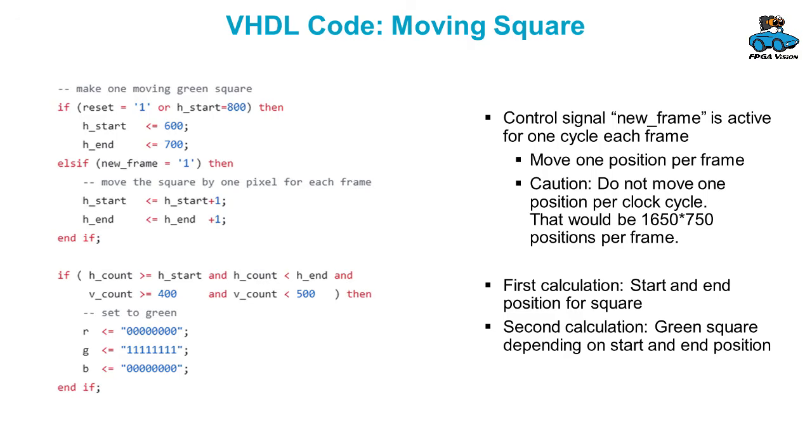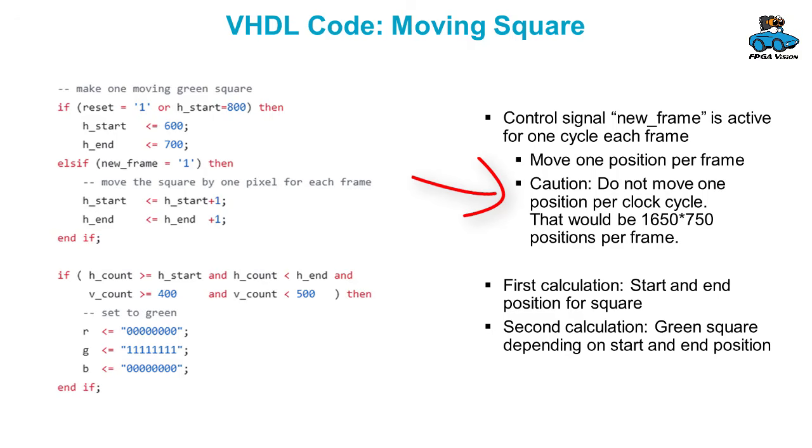So we now have here some VHDL code to have a starting and end position. So we have starting position of 600 and end position of 700. And with each frame, if new frame is 1, we increment these positions by 1 until start position reaches 800, when we go back to 600. It's important here to use this new frame control signal. If we don't do this, we would increment the position for every clock cycle.